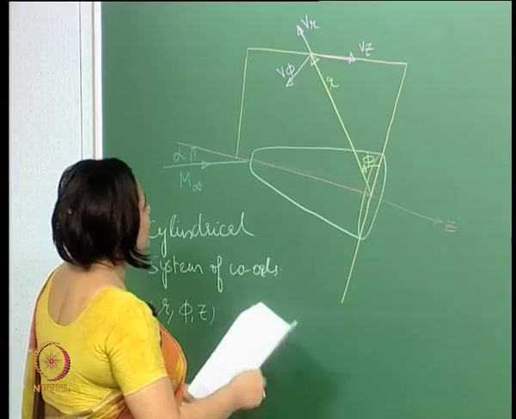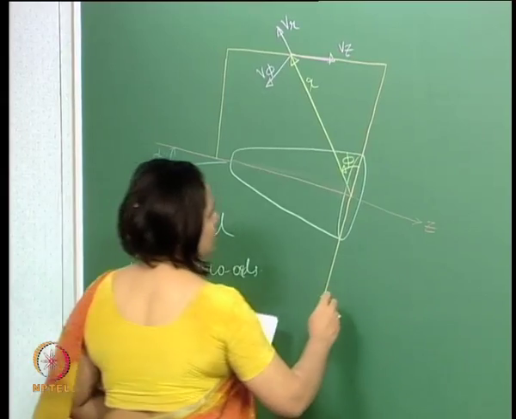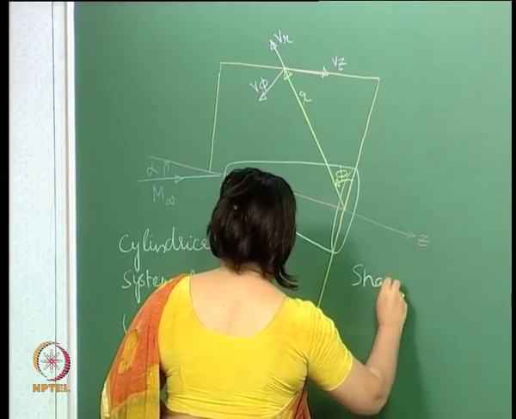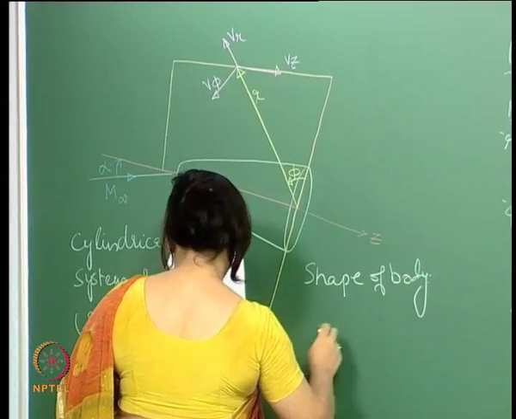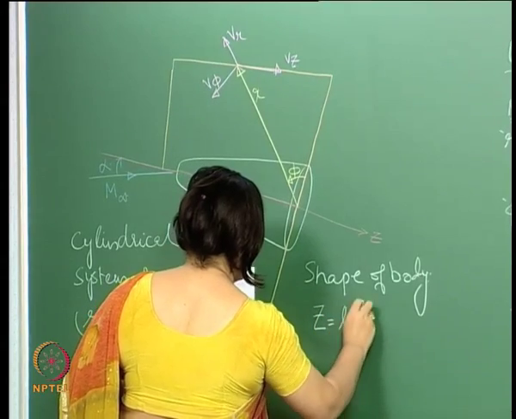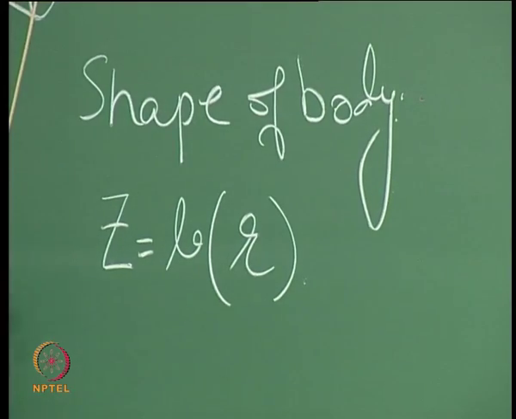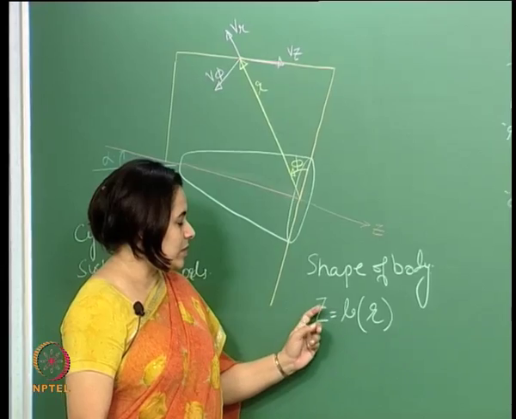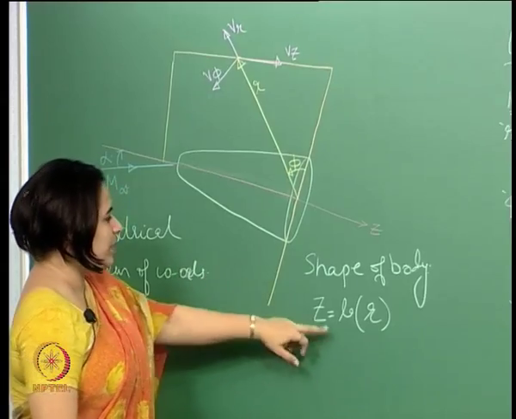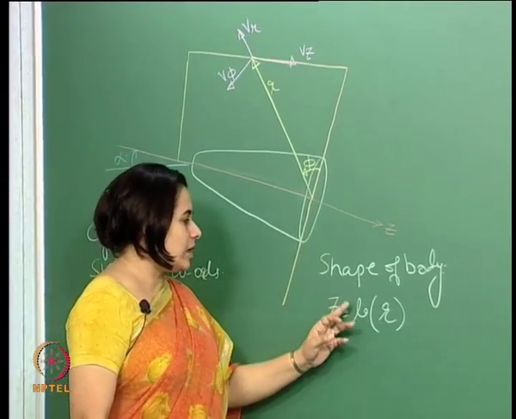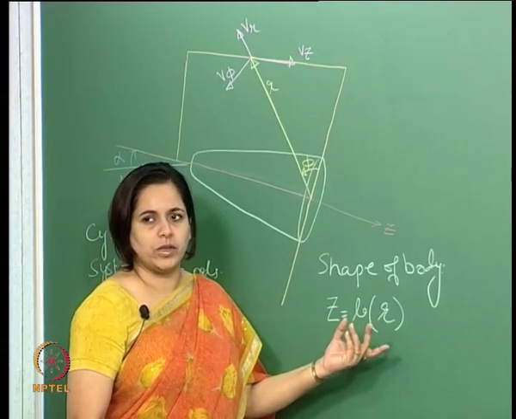So, in order to do that, let's say the shape. Let me write this here. The shape of the body we will define as z is equal to a function b, and b basically is for the body. Now, in this particular case I have taken it axisymmetric, which is why I write it like this. It does not have to be, it can be anything.